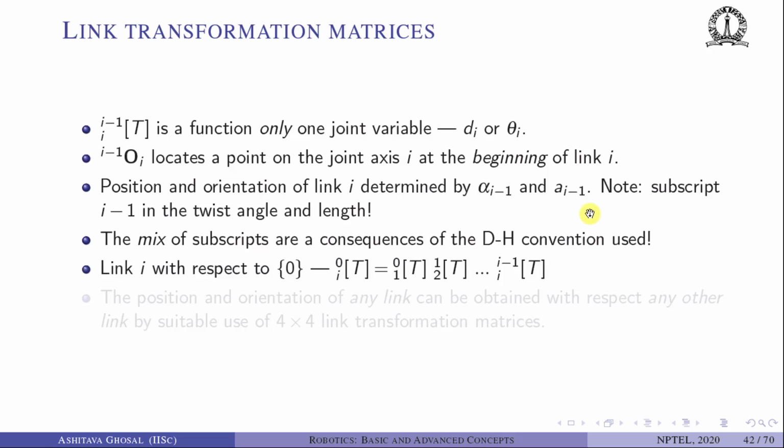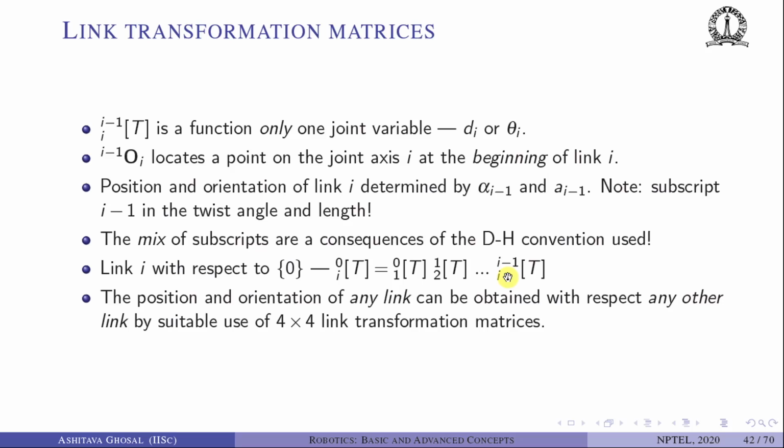Okay, now if I want to find link i with respect to some other reference coordinate system, let's say 0, all I need to do is multiply all these transformation matrices, just by the rule of matrix multiplication. So 0 to i is nothing but 0-1, 1-2, up to i minus 1 to i.